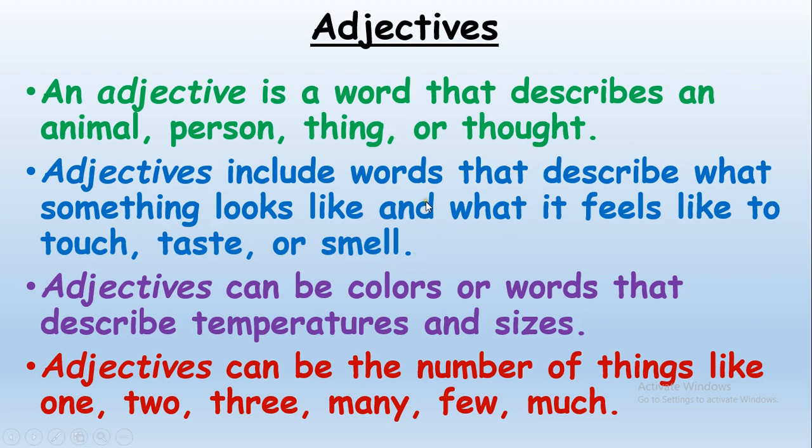So how do we use adjectives to describe things? We talk about how things look, how things smell, how things taste, how things feel, how things sound. So adjectives also include words that describe what something looks like and what it feels like to touch, taste, or smell. Also, adjectives can be colors or words that describe temperatures and sizes. Adjectives can be the number of things like one, two, three, many, few, and much. We'll be talking about that in detail right now.